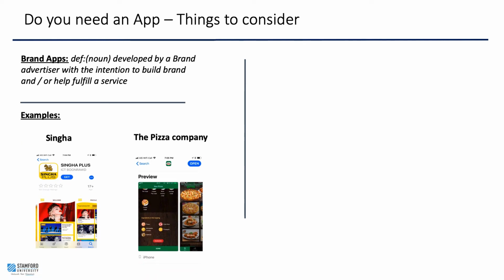One thing to consider though is whether you should invest in building your own app or building inside of something like Line, which I mentioned earlier. Line's an open platform and lets companies build right inside there. All right, so anyway, these are two examples of brand apps. You can see Singha there. Essentially they created an app that featured different content. So it wasn't about selling a product. It was about content so that they could build brand. And then you have Pizza Company. They built an app, but that's all about selling their product. Right, so here are two examples of how brands used an app.